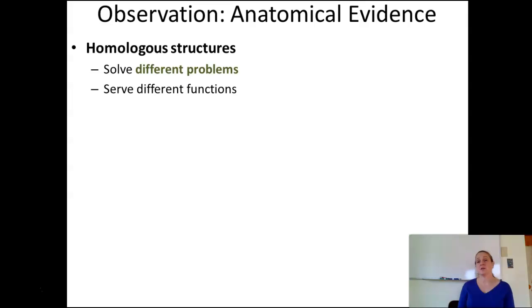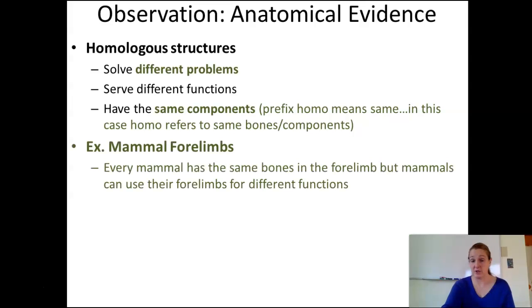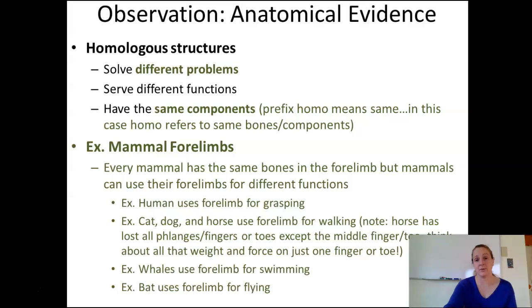Homologous structures are going to solve different problems. They're going to serve different functions for different species, but they're going to have similar components. So remember, our prefix homo means same. In this case, the sameness is going to refer to the bones, the components of the thing that's doing whatever that organism needs it to do. So a classic example is looking at mammal forelimbs. When we look at mammal forelimbs, there's not a whole lot of creativity here. Almost all mammals have exactly the same forelimbs.